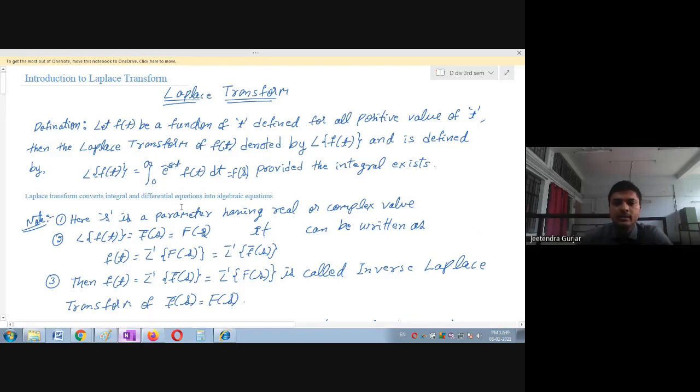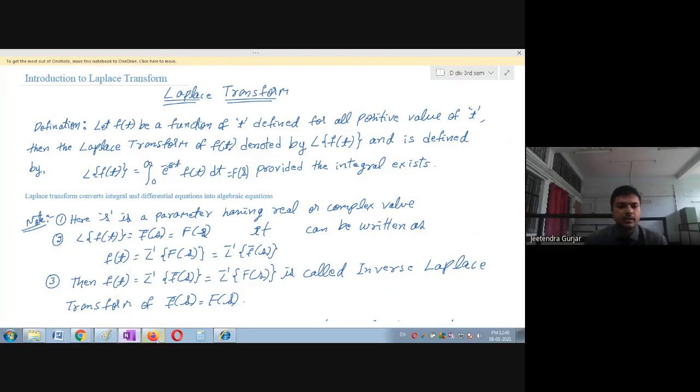You can see here this Laplace transform converts integral and differential equations into algebraic equations, students. That is very important here. What is the aspect to study Laplace transform? Okay, we'll go to some of the notes. Here s is a parameter having real or complex values, friends. So here we can also study real variables as well as complex variables in this Laplace transform.